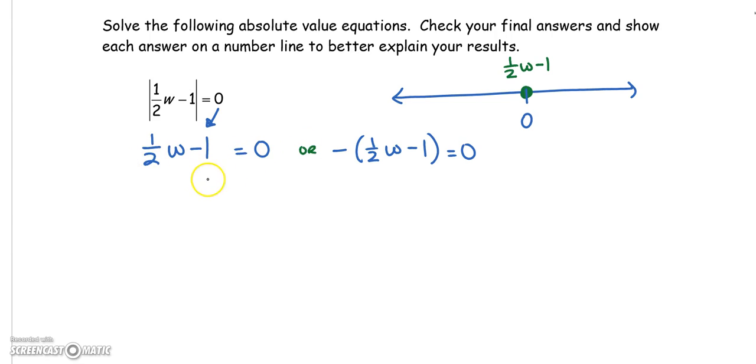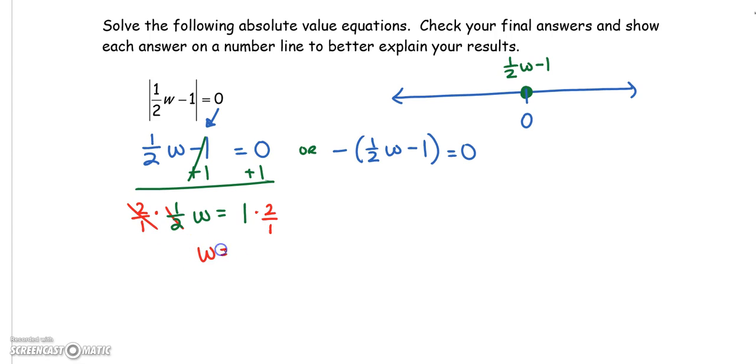So let's solve the first equation that we created. We're going to add 1 to both sides. So we have 1/2 W equals 1. Well, I'm going to go ahead and multiply both sides by the reciprocal of 1/2, which is 2 over 1. These cancel. W equals 1 times 2 is 2. So that's one of our answers. I'm going to go ahead and bring down this or. I do that because I don't want to forget the or.